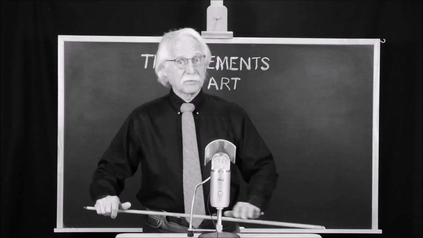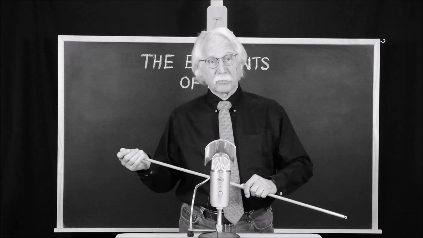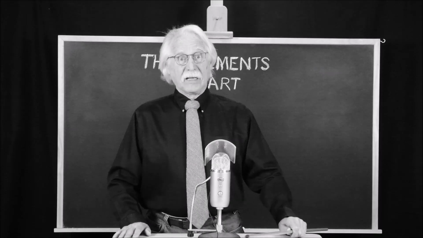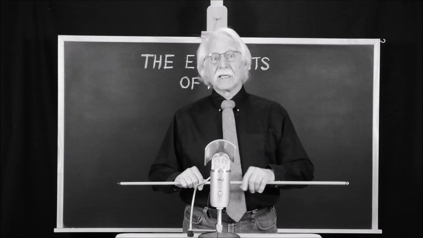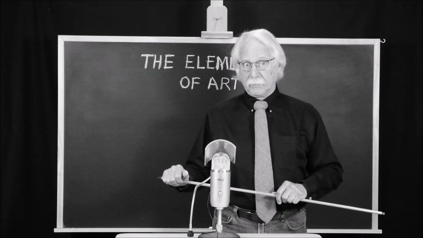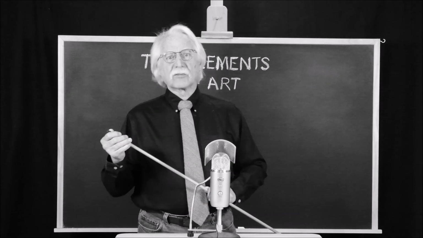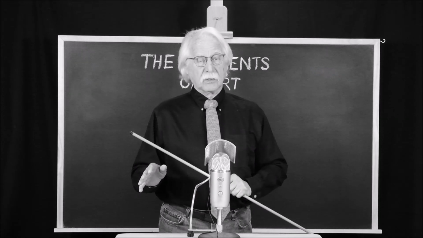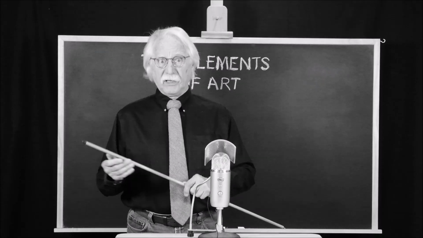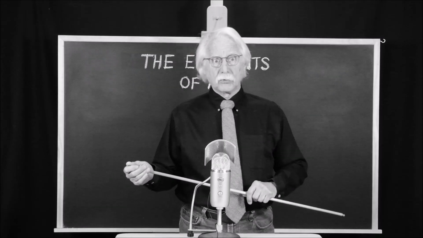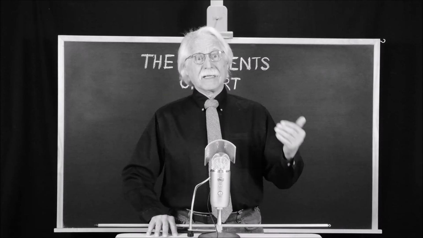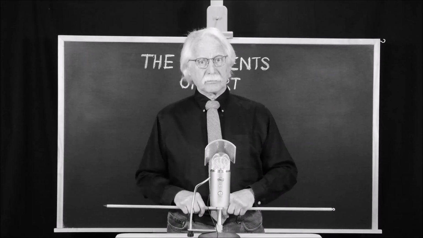The fourth element is space. Actual space is a volume that can be emptied or filled with objects. It has length, width, depth, and height. Space that appears 3-dimensional in a painting or drawing is an illusion that creates a feeling of actual depth. Now, various techniques can be used to show such depth or space on a flat surface. These techniques include linear perspective, overlap, size difference, and contrast of value and color.